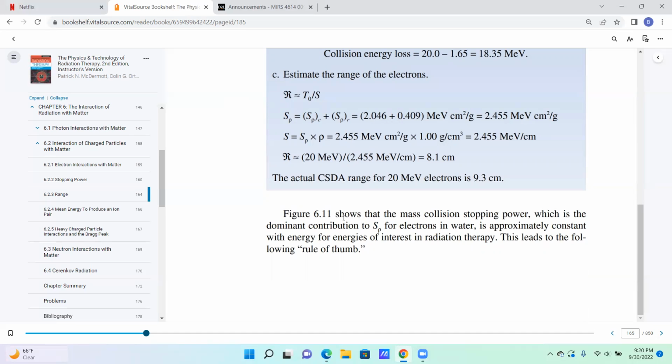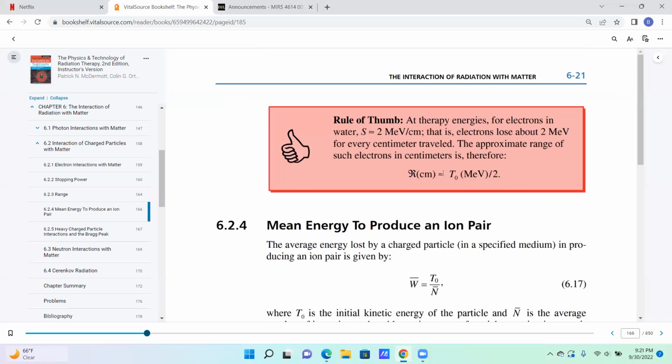You can see in figure 6.11 the mass collision stopping power, which is the dominant contribution to the mass stopping power for electrons in water, and it is approximately constant with energy for energies of interest in radiation therapy. All of that to say this: the rule of thumb here is that the range is basically the energy in MeV divided by 2.